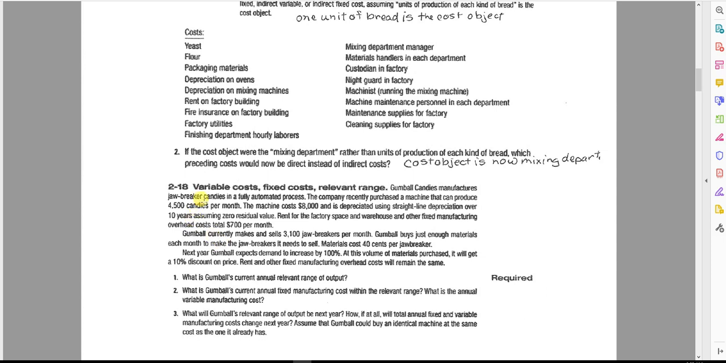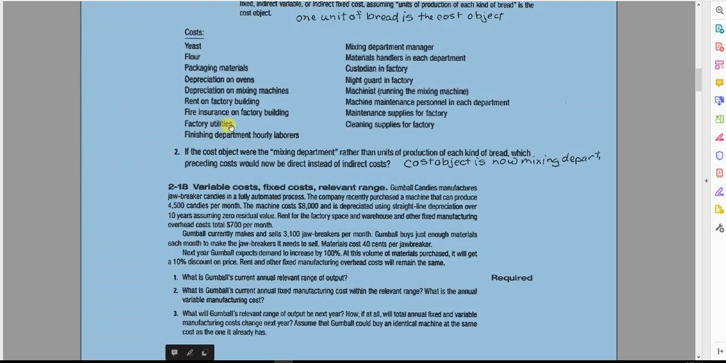Okay, let's go through this other one. Variable costs, fixed costs, and relevant range. Gumball Candies manufactures jawbreakers in a fully automated process. The company recently purchased a machine that can produce 4,500 candies a month. So that's important. This is our capacity right here.